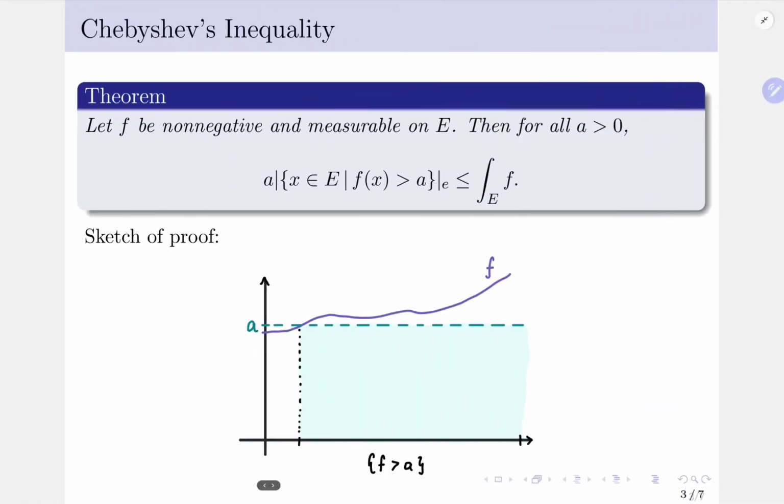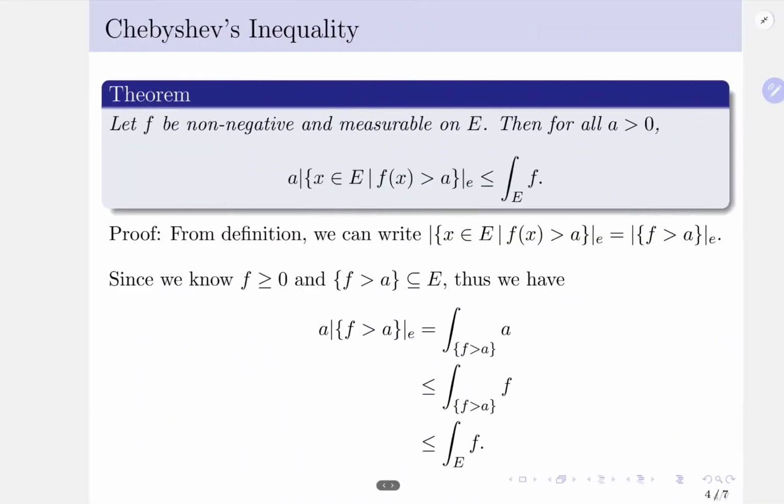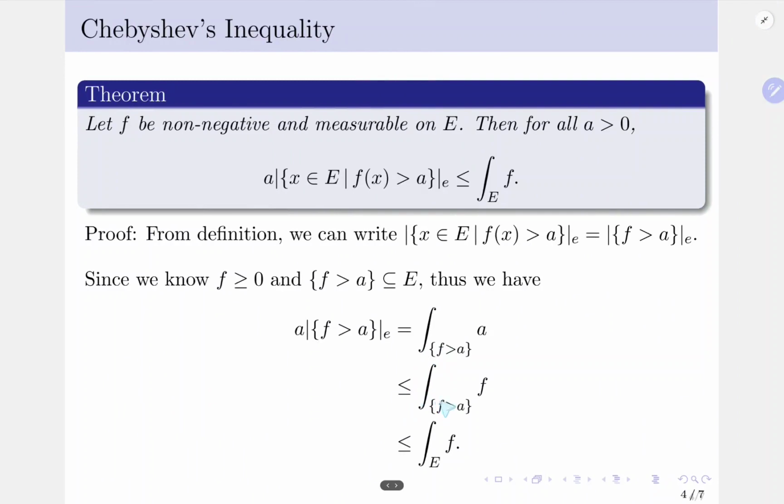This can also be easily shown by the graph: when we are on the set where f is larger than a, the area under a will be smaller than or equal to the area under f. So this inequality holds, and from this we can further see that it is smaller than or equal to the Lebesgue integral of f on E. This is similar to what I said just now.